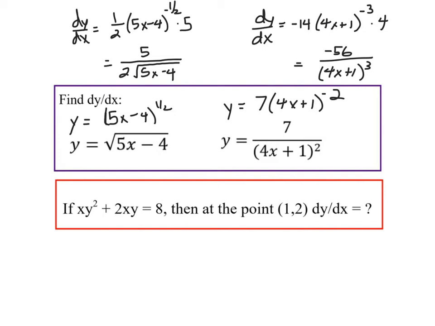Finally, it says if xy squared plus 2xy equals 8, then what, at the point (1, 2), what is the derivative? So we've got some implicit, and here it's actually saying what is the slope at the point (1, 2). So the first thing, of course, we need is the derivative. So you'll notice it is implicit. We're going to need some product rule here. So let's start with that.